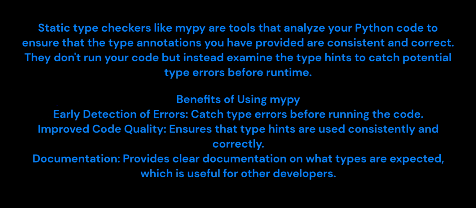Static type checkers like mypy are tools that analyze your Python code to ensure that the type annotations you have provided are consistent and correct. They don't run your code, but instead examine the type hints to catch potential type errors before runtime.